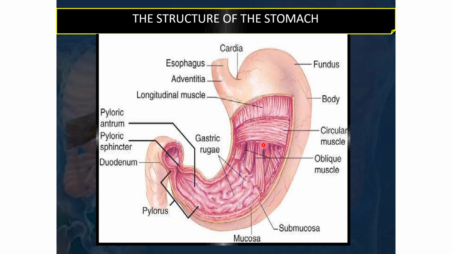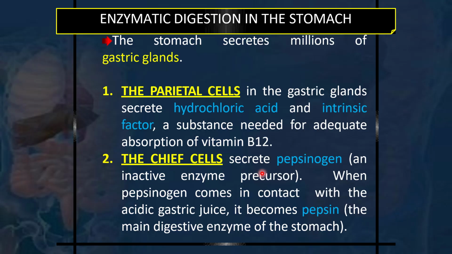So that is how the wall is formed, how the rugae are formed, and how these rugae help in expansion as well as propulsion of the digested food towards the pyloric sphincter, and also help in the churning of the food. So that is how the stomach with its parts and its layers is present over here. So how does the enzymatic digestion in the stomach take place?